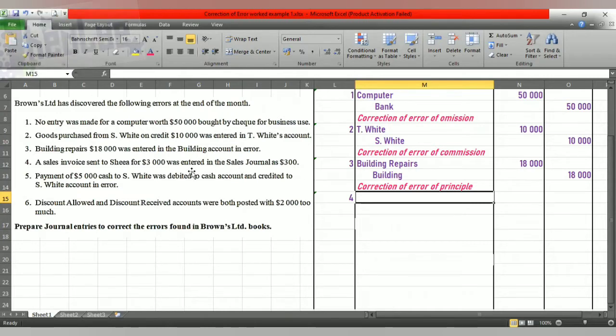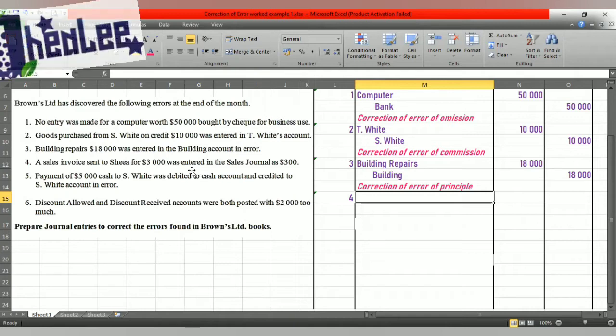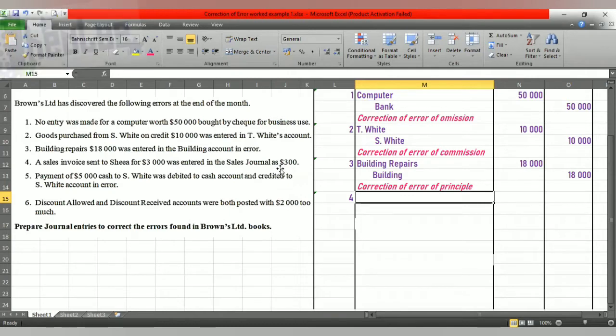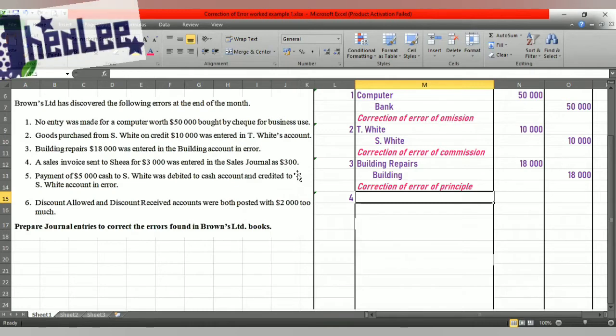Once goods are sold, the double entry for that is that you would debit your debtors and credit your sales account once it is sold on credit. So Shay's account should be debited and the sales account should be credited. But they have put 300, so it means that it was undercast. In correcting an undercast, you have to find the difference between the two figures. 3,000 minus 300 gives us 2,700. Once you find the difference, you're going to enter that difference on the same side, the original side that the entry was placed on, in order to increase the value.